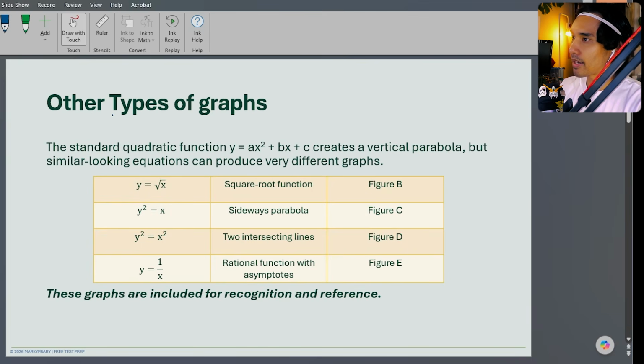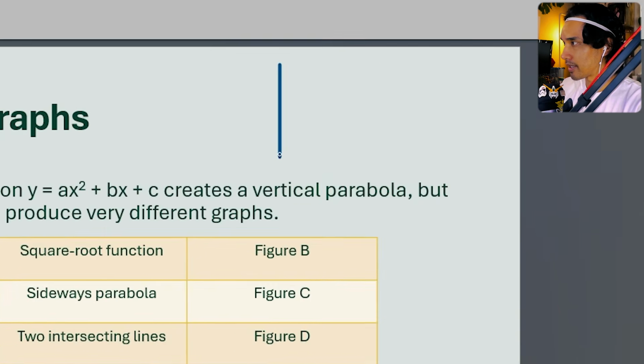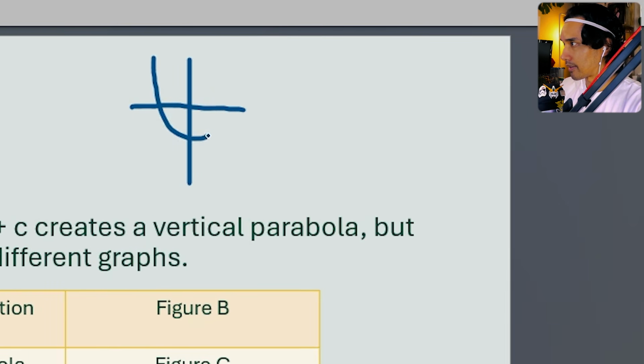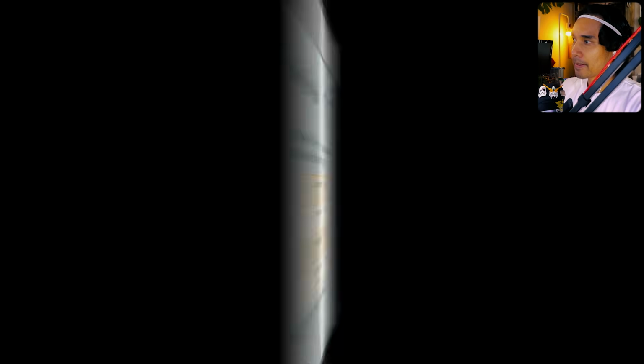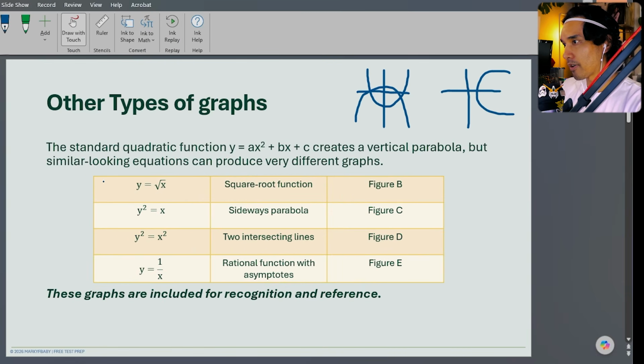So the next slide I have here is other types of graphs. The standard quadratic function y is equal to ax squared plus bx plus c creates a vertical parabola. Okay, and what I mean by vertical parabola, it's just like this, and then like this. That is a vertical parabola. And then you would have something like this, and this is a sideways parabola. This is also a vertical parabola facing downwards.